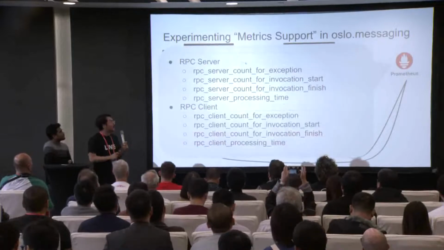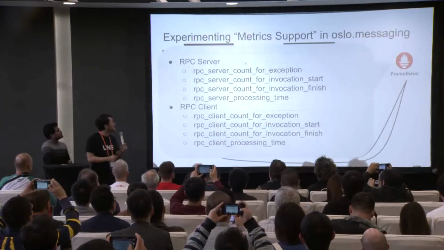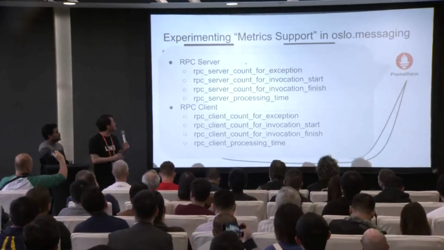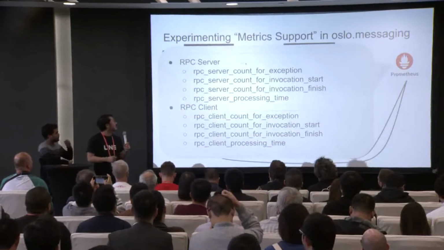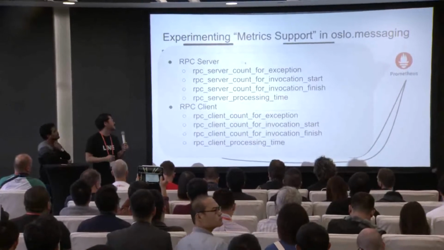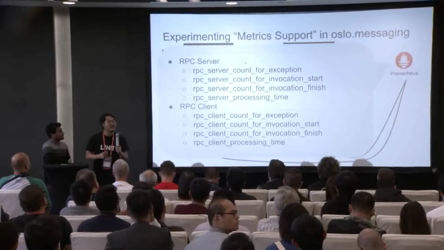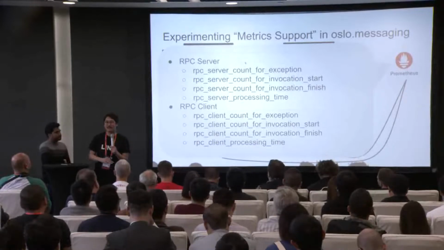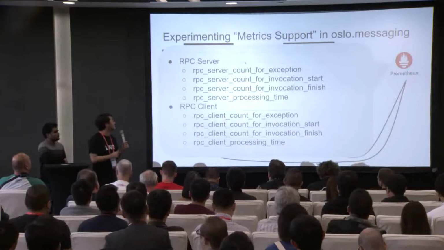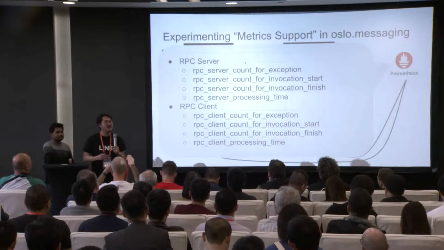Here is the list of metrics we support. Right now we just support the RPC server and RPC client metrics, and we implemented four types of metrics for each: the total count of RPC exceptions, the total count of RPC starts, the total count of RPC finishes, and the processing times. By making use of the total counts of starts and finishes, we can calculate how many RPCs are under processing. And if we make use of the RPC start count, we can calculate how many RPCs are executed per second or per minute.